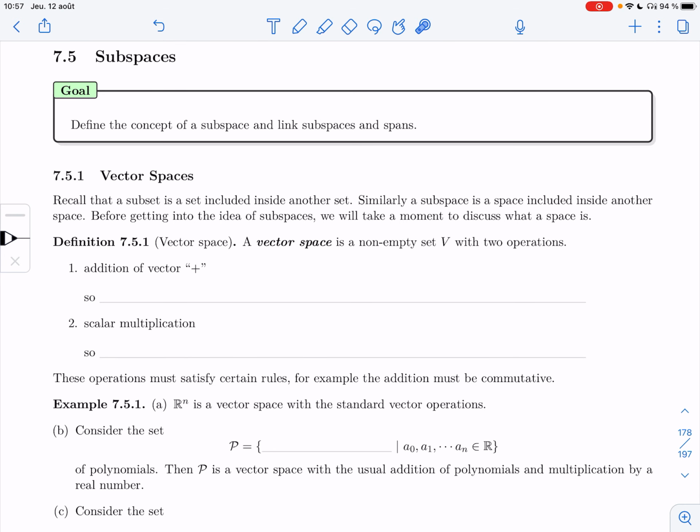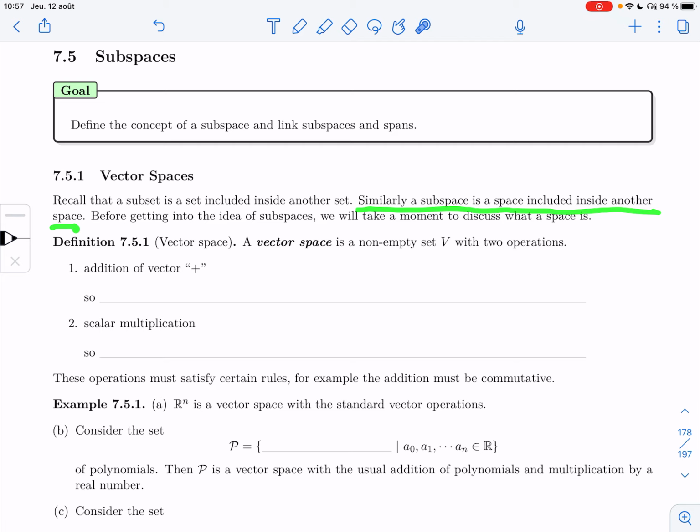All right, before we do that, I want to talk to you about vector space. That's going to be section 7.5.1. And that's really to tell you why subspaces are there, what they mean, and how they'll work in the future. So recall that a subset is a set included inside another set. So we're going to do the same thing. Similarly, a subspace is a space included inside another space.